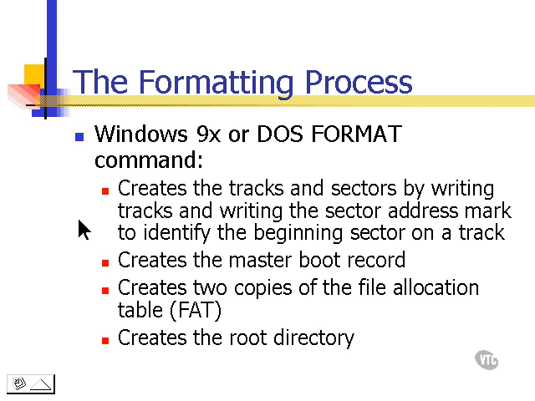Formatting also creates the master boot record. The master boot record tells the disk how to start and what operating system is operating that format. It also creates two copies of the file allocation table, the FAT. We'll look closely at what the file allocation table is. Without a file allocation table, we would not be able to find our files.